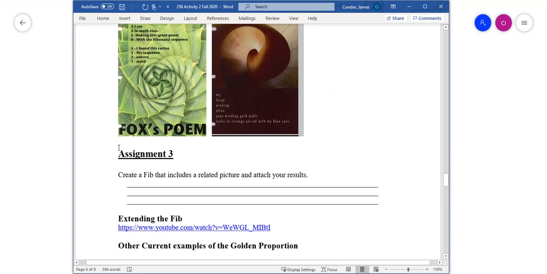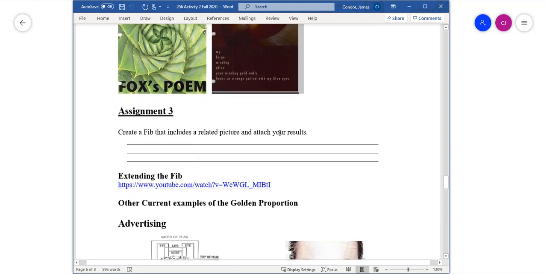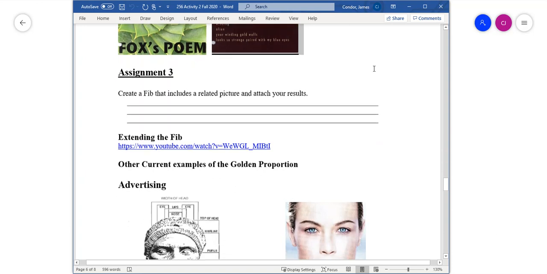And so for assignment 3, you guys are going to create a fib that includes a related picture. Just like this, you're going to make your own Fibonacci poem. Okay.